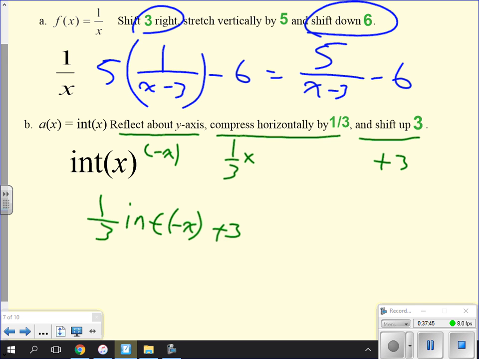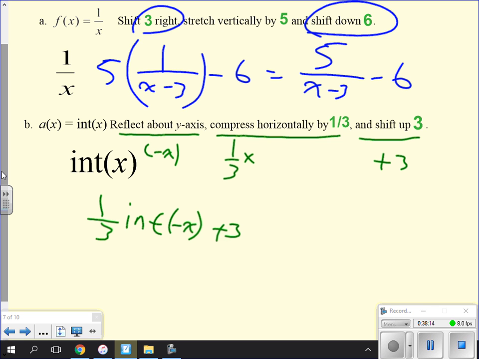Could you put brackets around the integer -1x or no? You mean around this? If you want to. You don't need to. We've done the integer function in here before. We did one the second or third day.